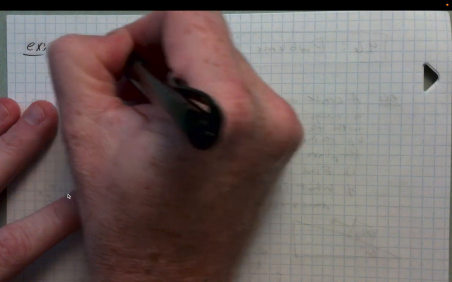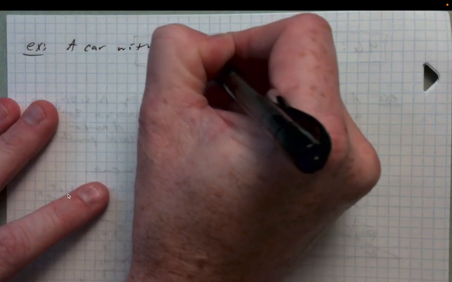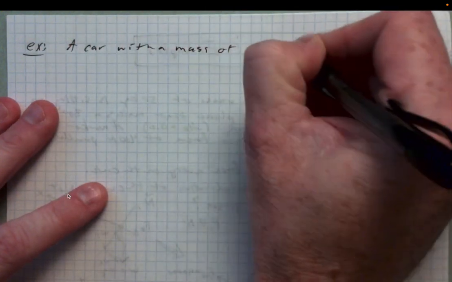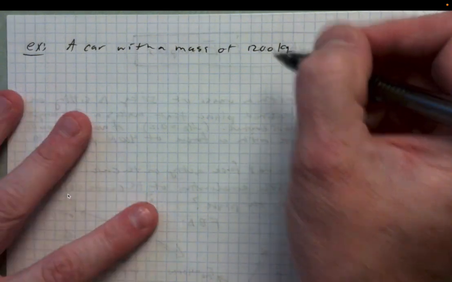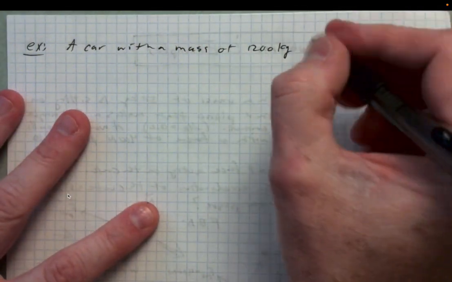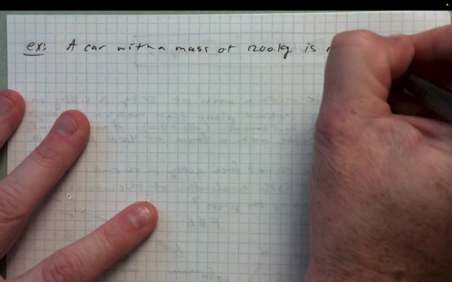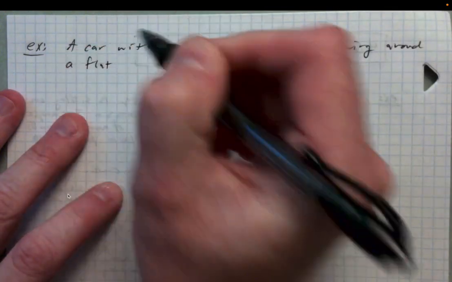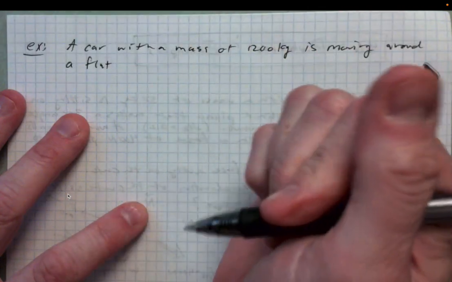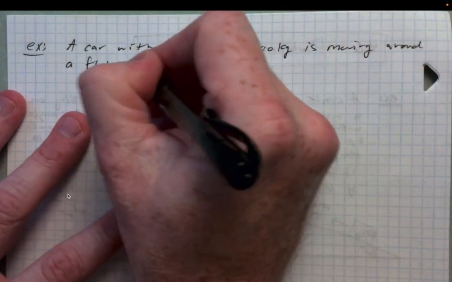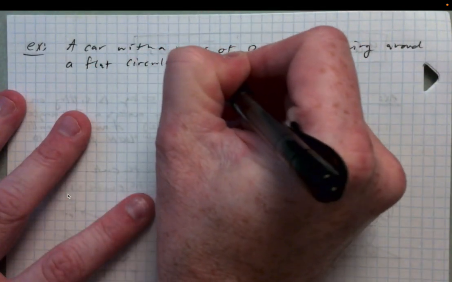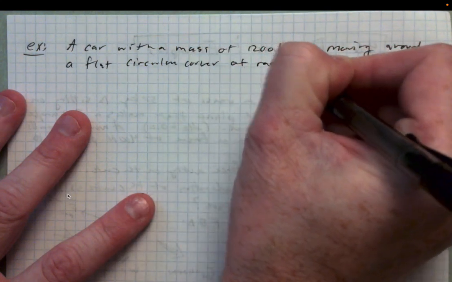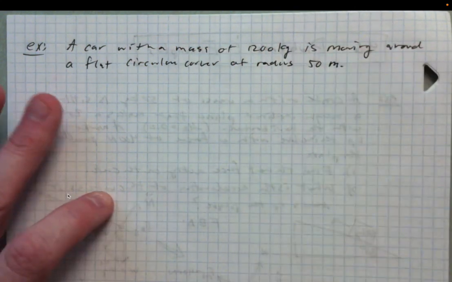Okay, so what do we got going on here? We got a car with a mass of 1,200 kilograms, moving around a flat circular corner of radius 50 meters. Flat, right? So no incline. A flat circular corner of radius 50 meters. Okay.